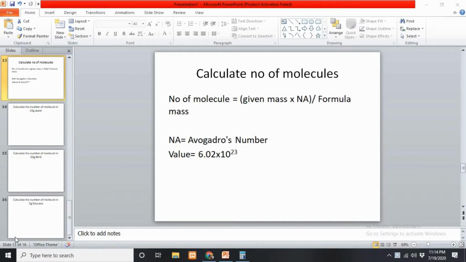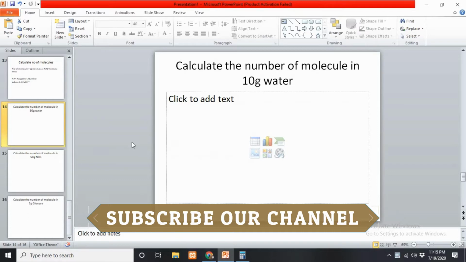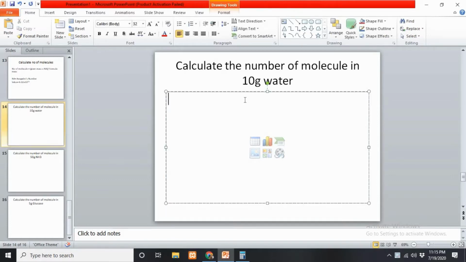The formula we are going to use is: number of molecules is equal to given mass times Avogadro number, whose symbol is Na, divided by formula mass. The value of Avogadro number is 6.02 × 10^23. So let's proceed to question number 1. Our question number 1 says: calculate the number of molecules in 10 gram water.